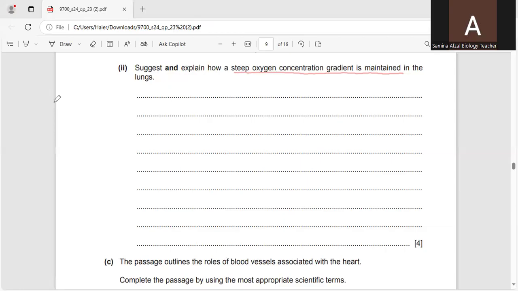So in this way, there should also be efficient blood flow taking place. It also picks up oxygen from the alveoli and drops off the carbon dioxide.